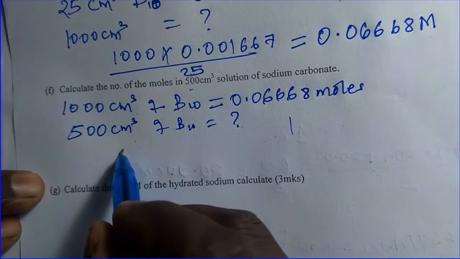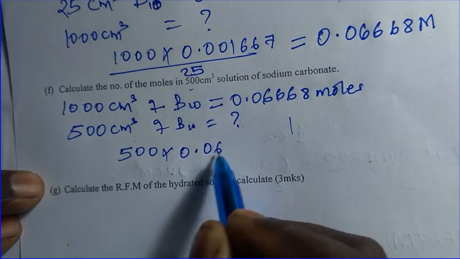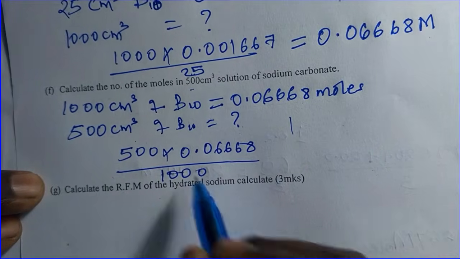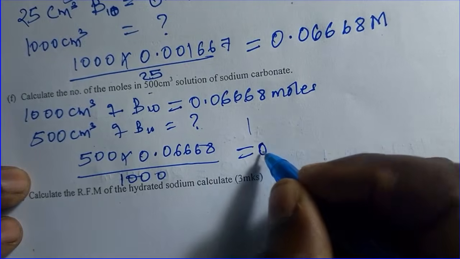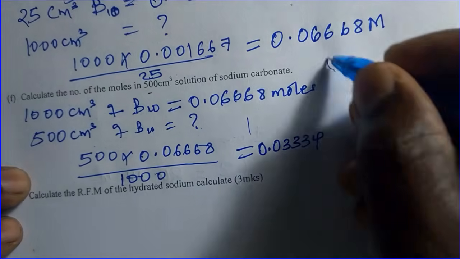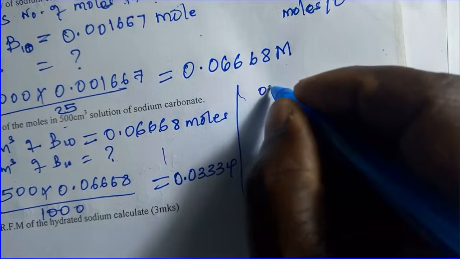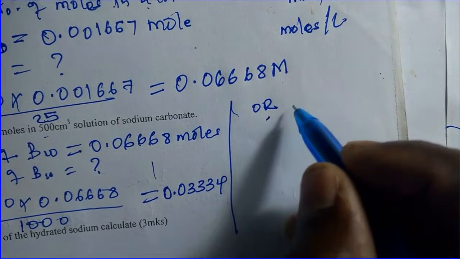So that is 500 times 0.06668. It is a half of the number of moles there. So the number of moles will be 0.03334. Or if you want to use the formula, you can use this one, we have this formula for those who like using formulas.